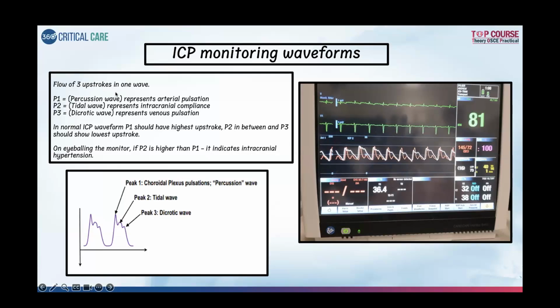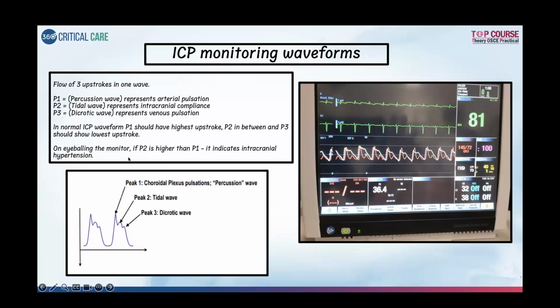Now P1, as I said, is the percussion wave. P2, the tidal wave, represents the intracranial compliance. So P2 is a waveform that is because of the return of the arterial waveform, and it is an indirect marker of the intracranial compliance. The dicrotic notch represents the venous pulsation. In a normal ICP waveform, P1 is usually greater than P2, and P2 is also greater than P3. So P1, P2, P3 lie according to their height: P1 is highest, P2 is middle, and P3 is lowest.